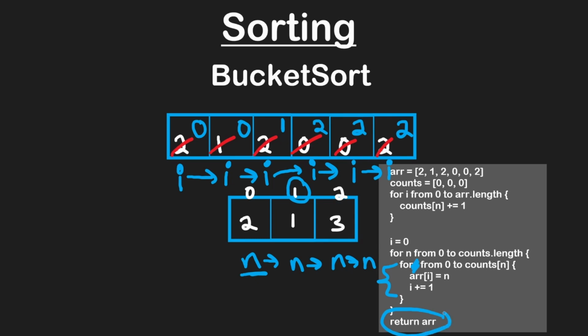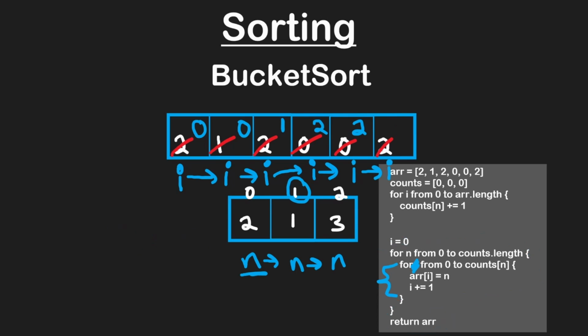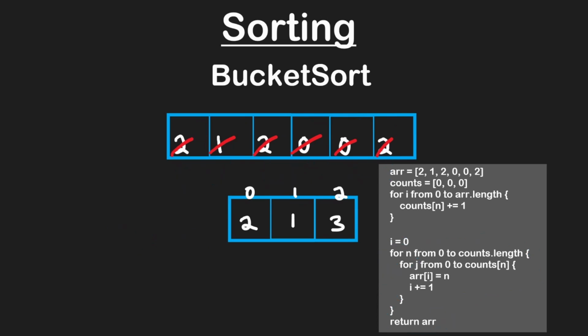Our array is sorted and we can return it. So now the question is, why is this algorithm big O of n? Because don't we have nested loops over here? Well, as I just showed you, how many times is this nested loop portion actually going to run? Just because we have nested loops does not mean the time complexity is n squared.